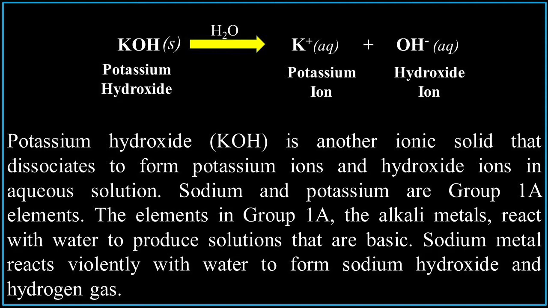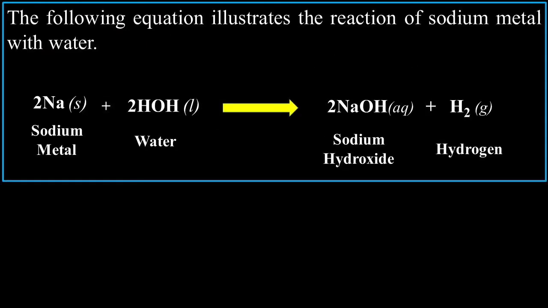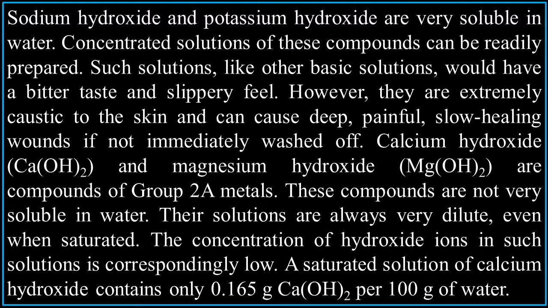The alkali metals react with water to produce solutions that are basic. Sodium metal reacts violently with water to form sodium hydroxide and hydrogen gas. Very, very caustic, very dangerous, to be treated with great care. The following equation illustrates the reaction of sodium metal with water: 2Na plus 2HOH yields 2NaOH plus H2, or hydrogen molecule.